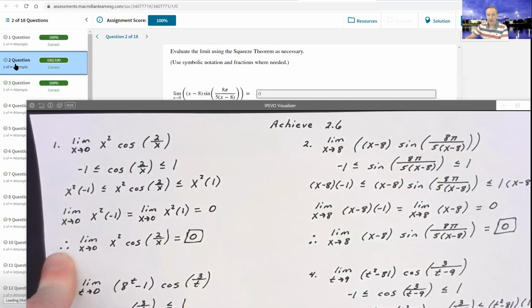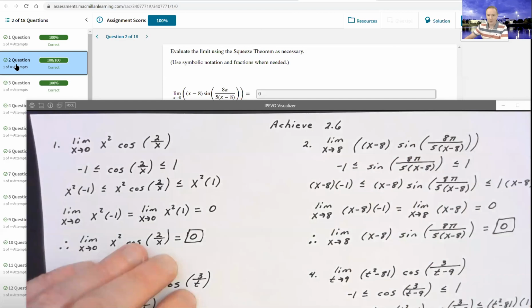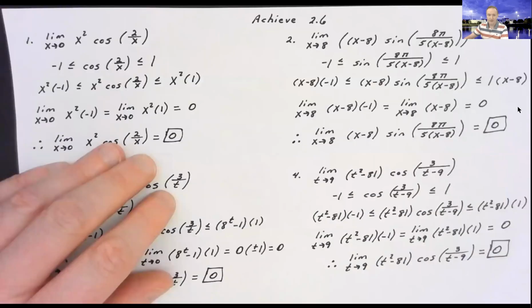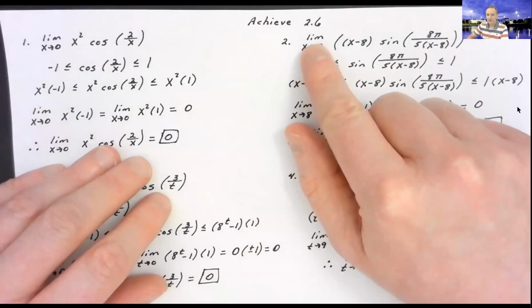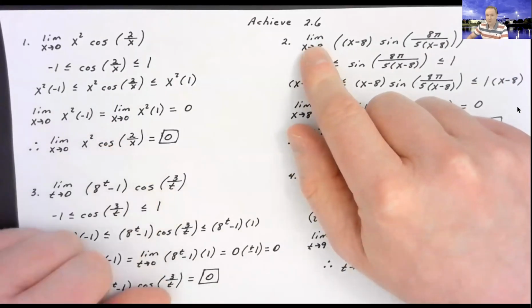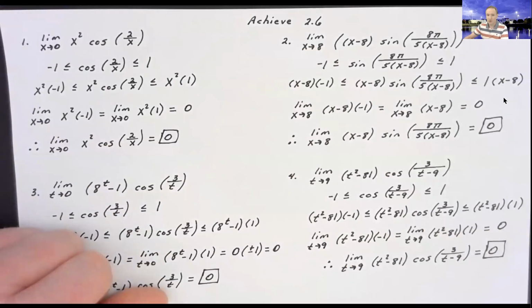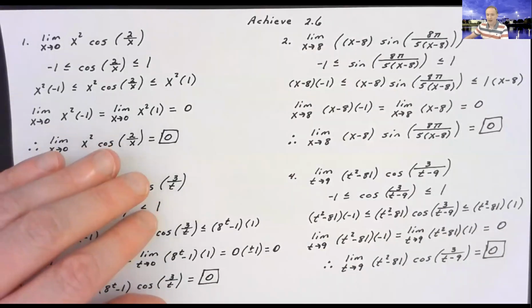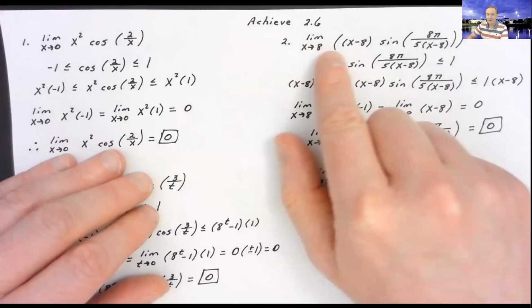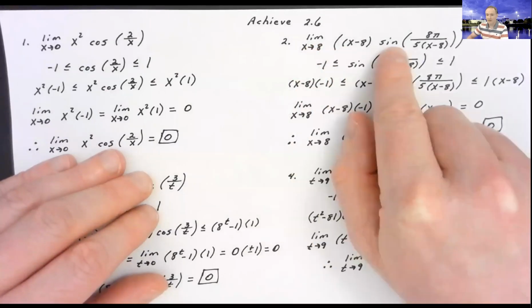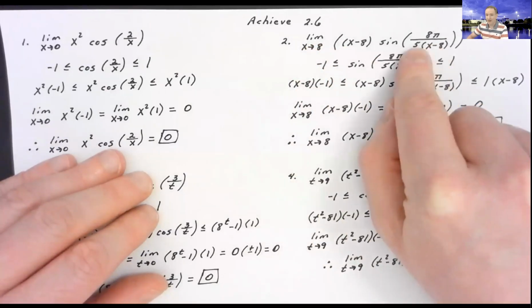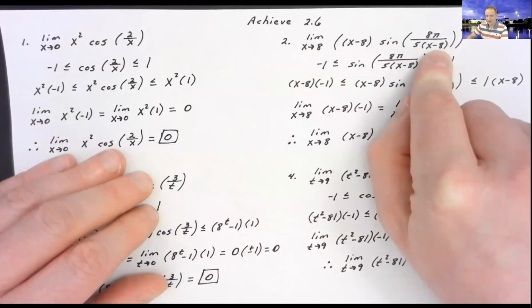Now, for the next question, very similar. In fact, all of these first questions are similar. So I think I'm just going to maximize this screen right here. So the second question, again, was a squeeze theorem proof. It asked me to show that the limit as x approaches 8 of the quantity x minus 8 times the sine of 8 pi over 5 times x minus 8.